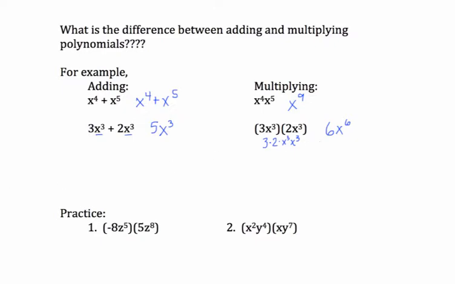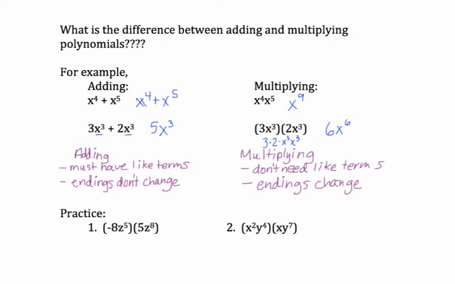So a couple points I want to make about this. When you're adding, you must have like terms. Like up here, we could not do this problem. We didn't have like terms. Also with adding, your endings don't change. Like here, we had our like terms, so we could add them, but the endings just came along almost like a label. 3 of them plus 2 of them makes 5 of them.